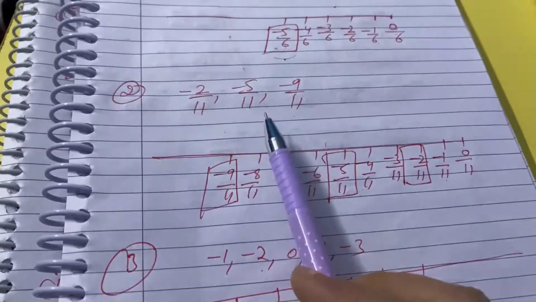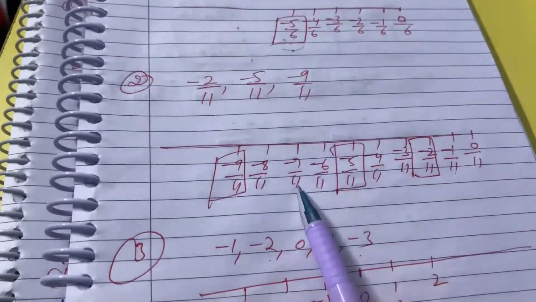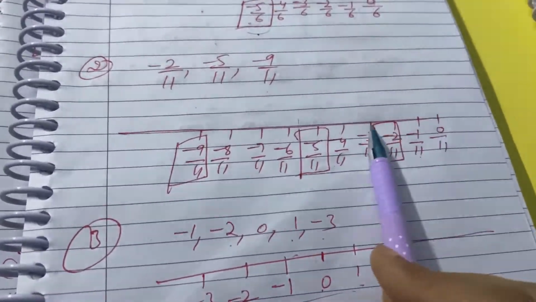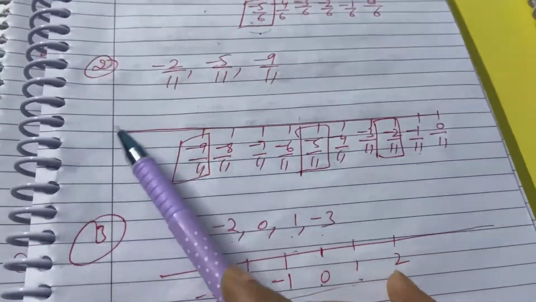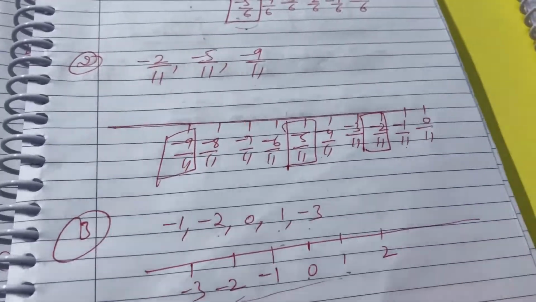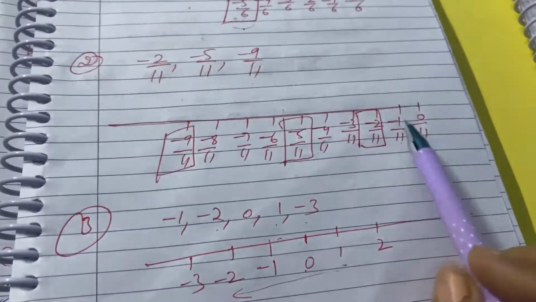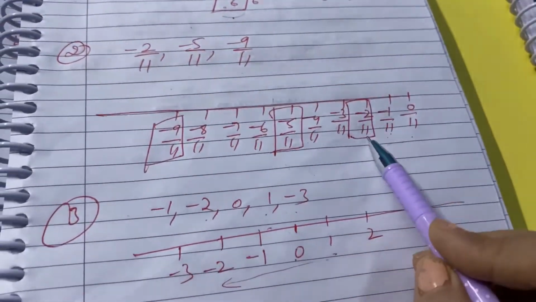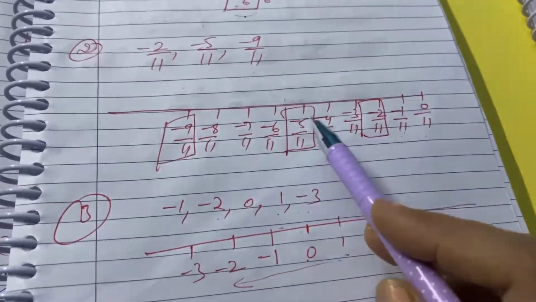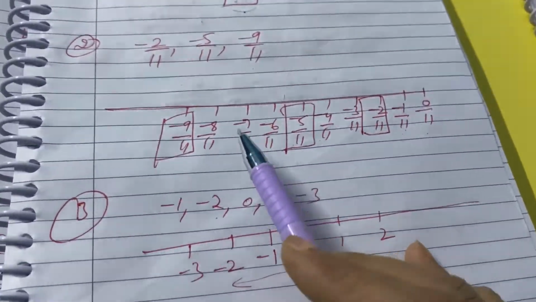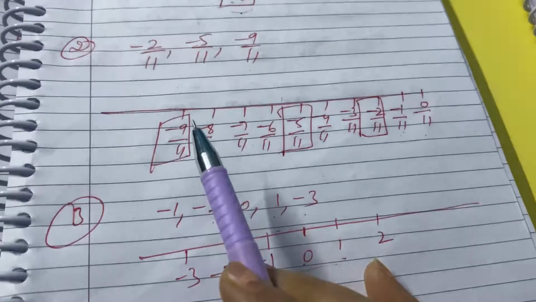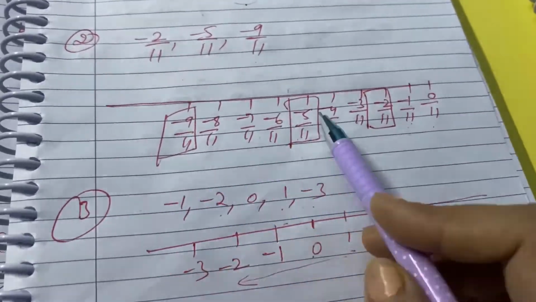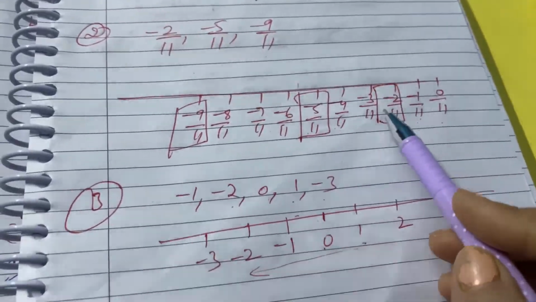Next is minus 2 by 11, minus 5 by 11, minus 9 by 11. We have to plot all these numbers. So for plotting all these numbers, because these numbers are lying to the left side of the number line, we have to take 0 to the right side and denote it with the denominator of the numbers. 0 by 11, minus 1 by 11, minus 2 by 11, minus 3 by 11, minus 4 by 11, minus 5 by 11, minus 6 by 11, minus 7 by 11, minus 8 by 11, minus 9 by 11, and highlight the numbers which we need to plot. Minus 9 by 11, minus 5 by 11, minus 2 by 11.